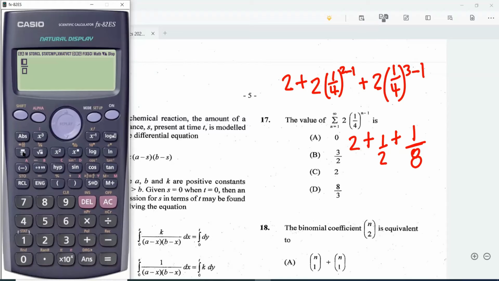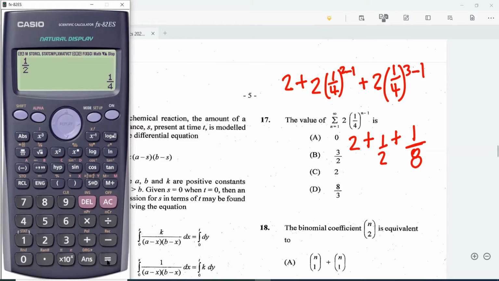So to test if it has a common ratio, let's divide a half by 2. A half divided by 2 should give us a quarter. And let's divide 1 over 8 by a half and see if we get a quarter too. Yes, we do get a quarter.